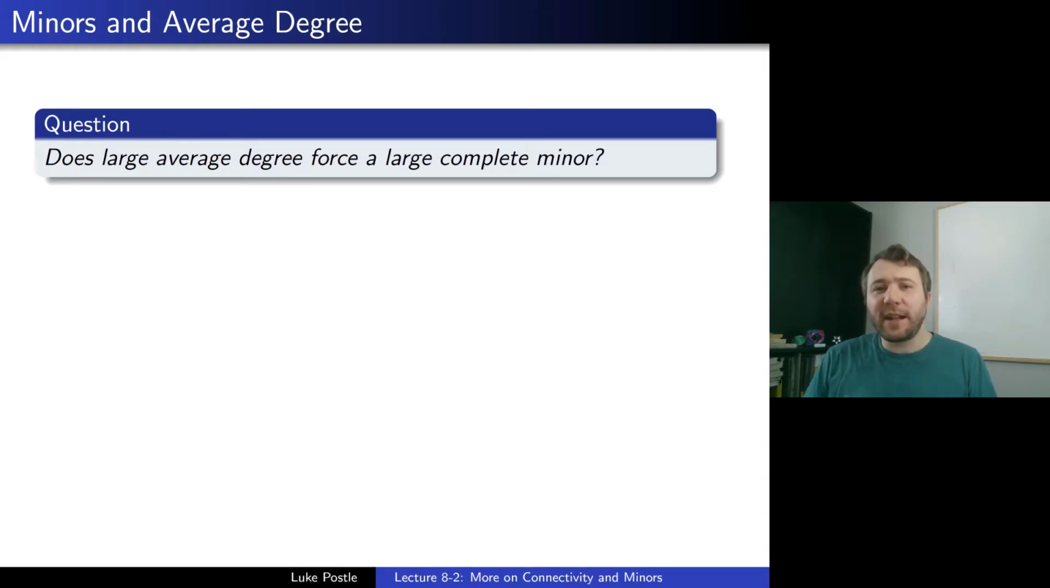So here's a very nice question. Does large average degree force a large complete minor? As you might see from the graph minor structure theorem, you would think the answer is yes. The structure of such graphs, we know, implies in a way that they should have low average degree. And this indeed is true in a much tighter sense than the graph minor structure theorem gives.